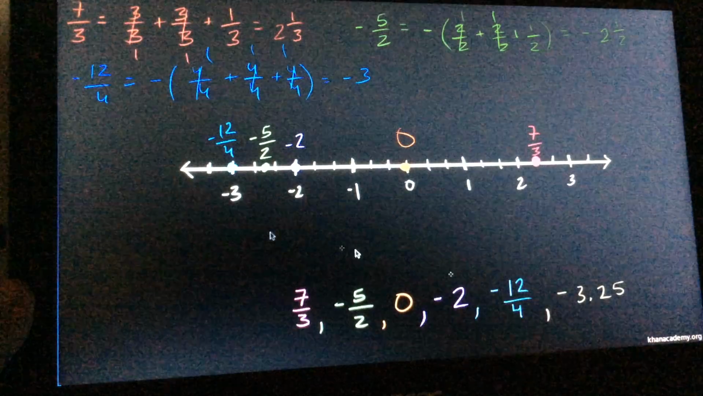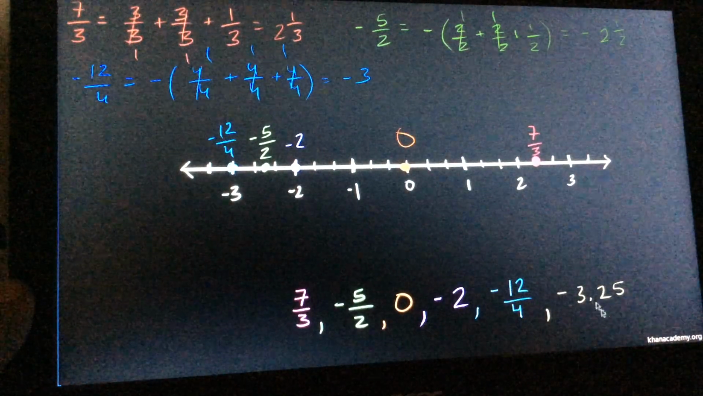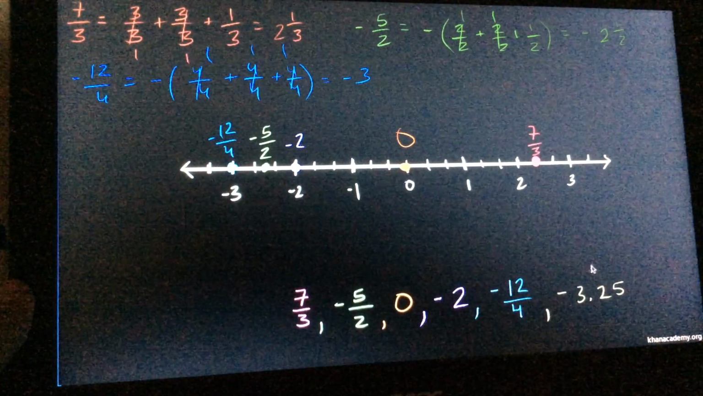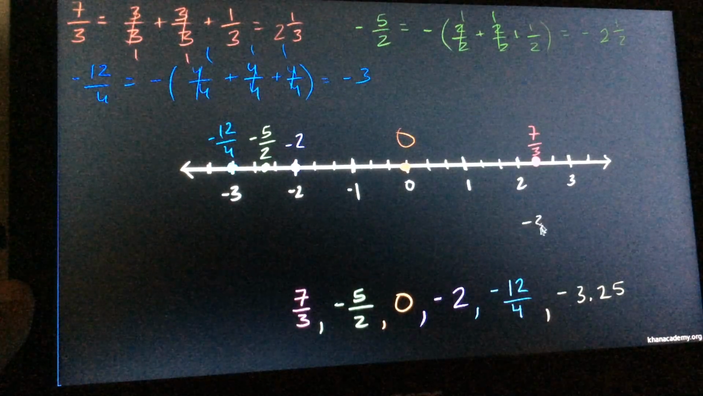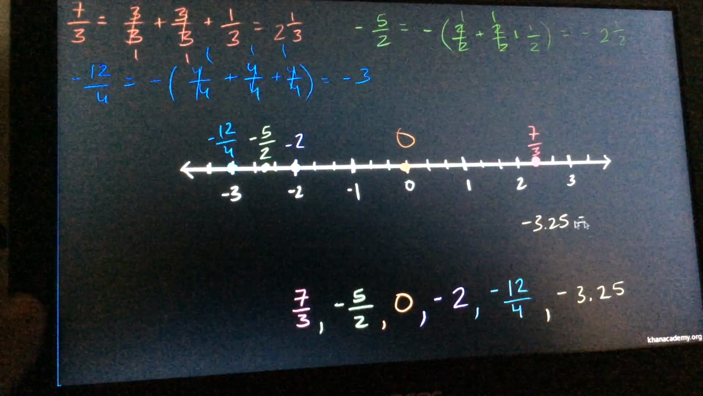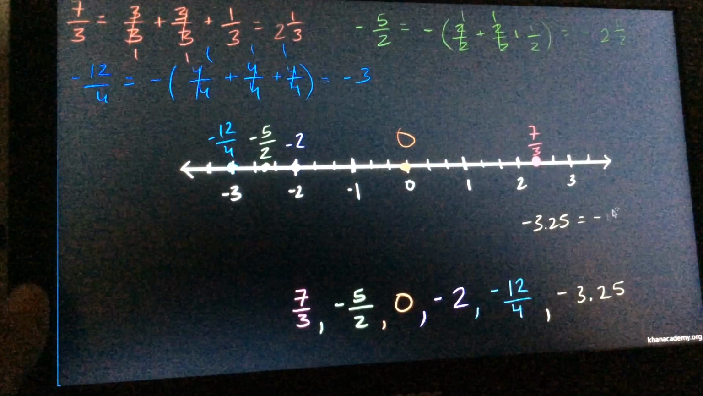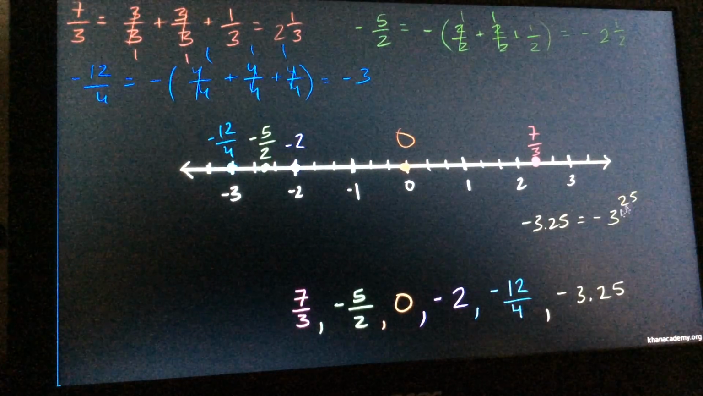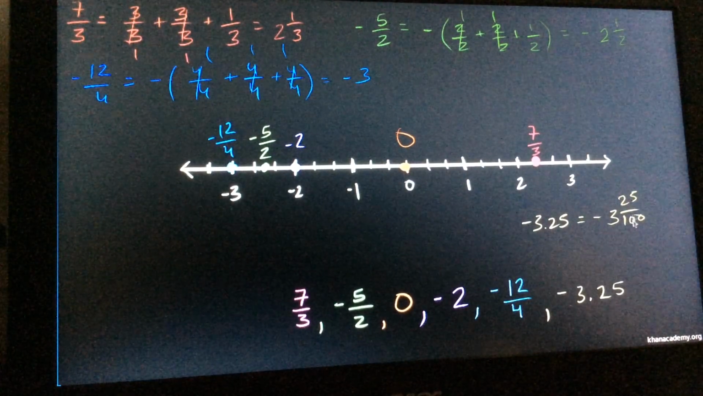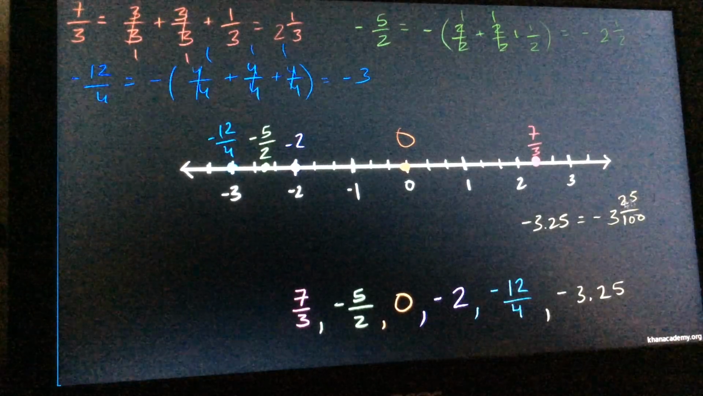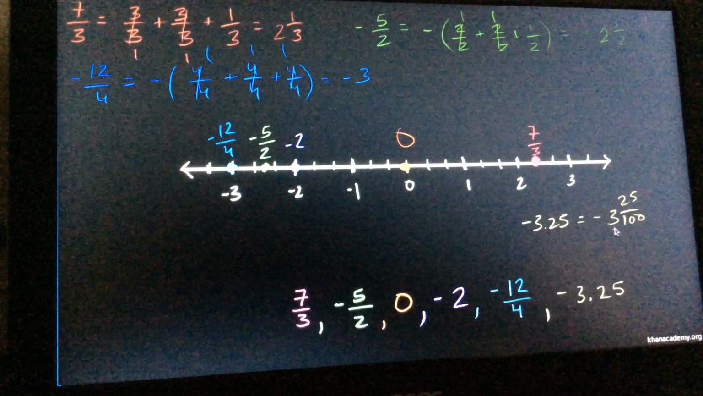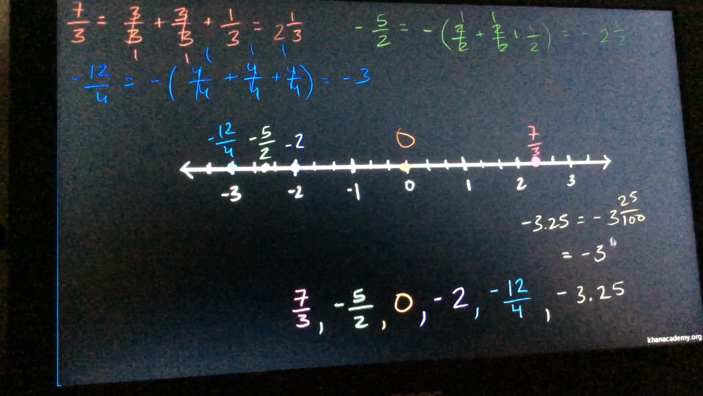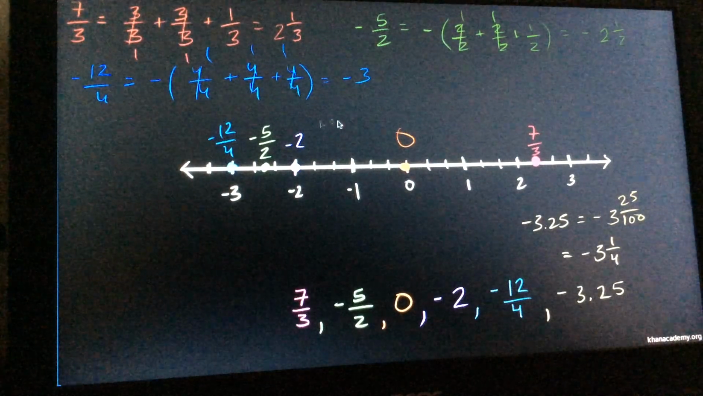And then finally, one more number, negative 3.25. So you could view this as the same thing. Negative 3.25 is the same thing as negative 3 and 25 hundredths. And 25 hundredths is the same thing as 1/4. 25 is 1/4 of 100. So this is the same thing as negative 3 and 1/4.